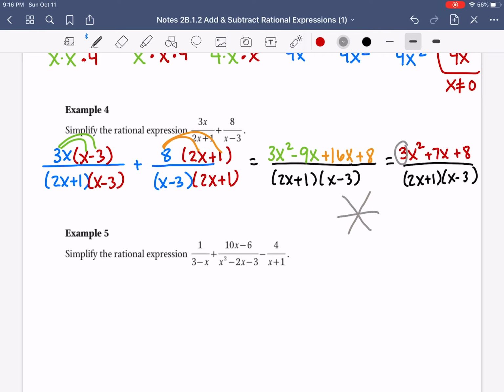3 is A, and 8 is C. So I multiply 3 times 8, which is 24. B is 7. And I would put 3x on each of these little guys. And then I would just see if I could factor. There are 2 numbers that multiply to 24 but add to 7.